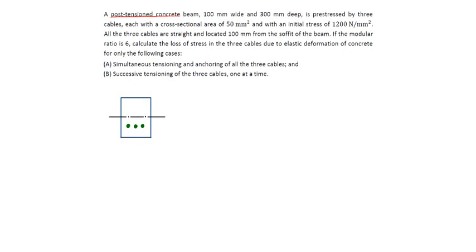A post-tension concrete beam 100 mm wide and 300 mm deep is pre-stressed by 3 cables, each having a cross-section area of 50 mm square, located at 100 mm from the soffit of the beam. That is, eccentricity will be equal to 50 mm. Pre-stressing force in each cable will be equal to cross-section area of each cable, 50 mm square, into stress in each cable, 1200 Newton per mm square. That will give us force in each cable, that is 60 kilonewtons.